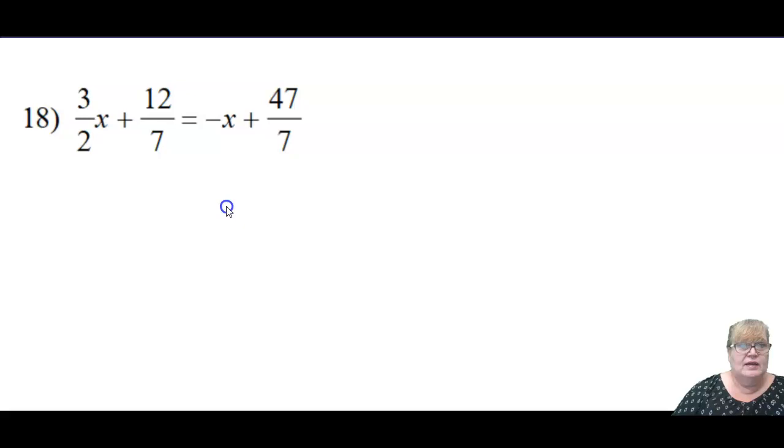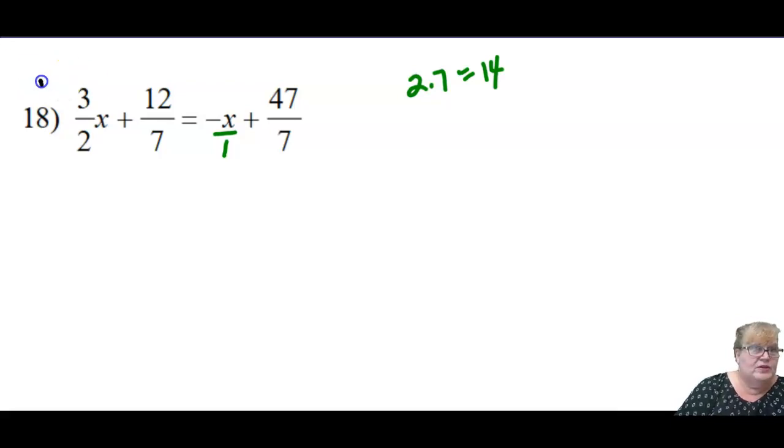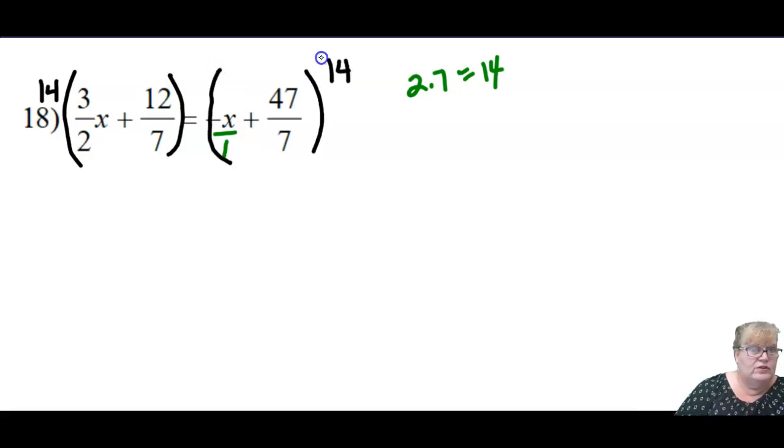So I'm going to skip to this one, and all I want to do here is talk about the first step. The common denominator here, this has a denominator of 1. So if we use 2 times 7 is 14, that will get rid of all the denominators. So I'm going to do 14 over here and 14 over here.